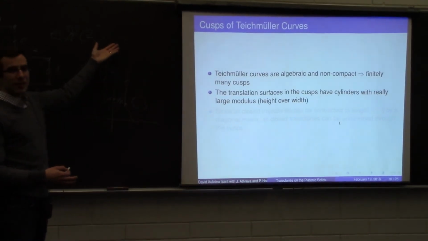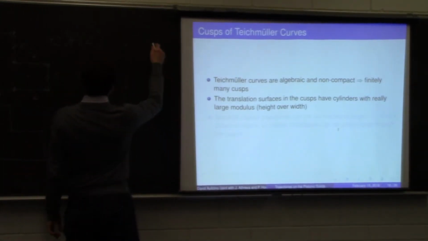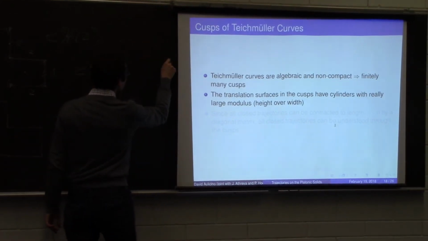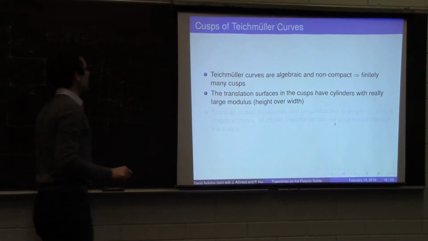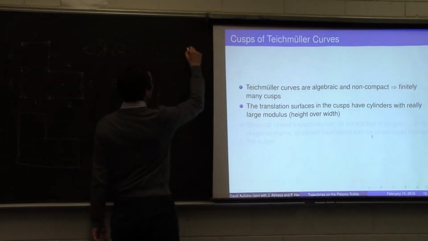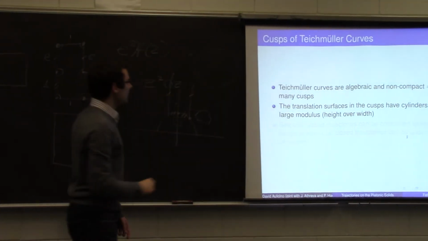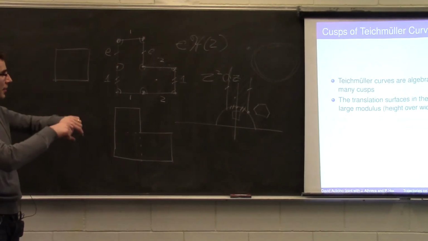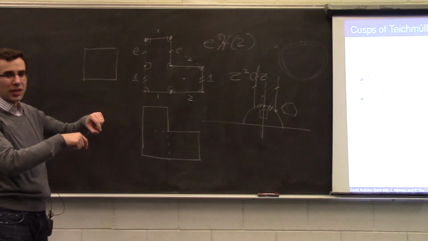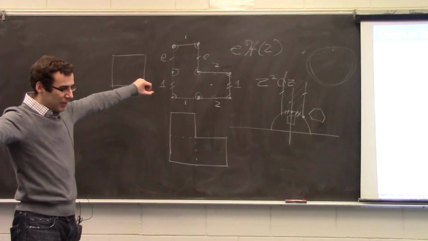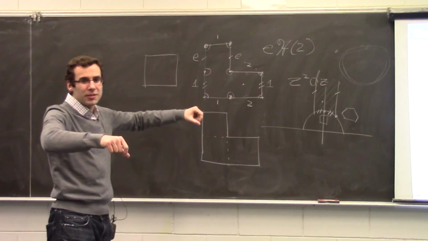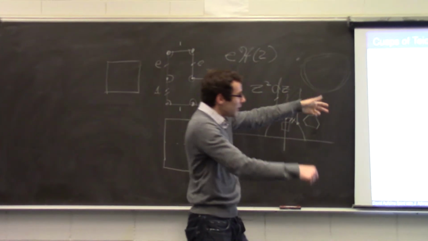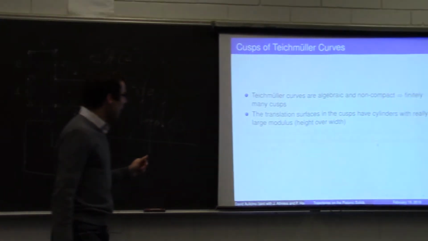So what does that torus look like? This is easy to describe. The torus is going to look something like this all the way up here. There's going to be a very, very long, thin cylinder. And this is true for all Teichmüller curves. All the cusps correspond to having really short trajectories on them, but that are all getting pinched, effectively, because the modulus of these cylinders is going to infinity. Okay, so modulus is height over width.